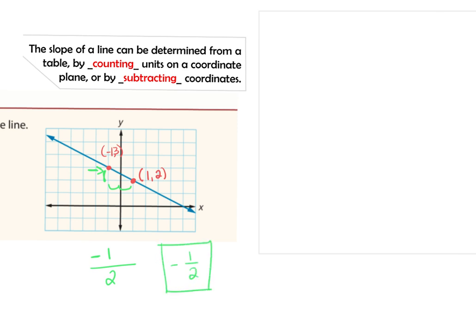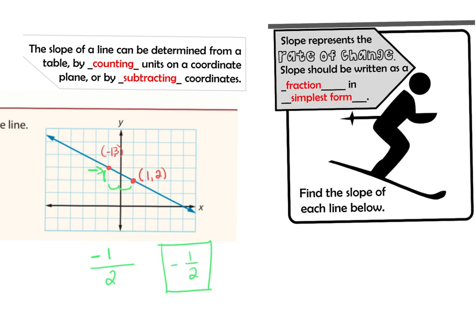You don't have to write the negative with the 1. It just basically goes in front of the fraction itself. So to find your slope, you can literally count from one point to the next. If you look at your handout, the slope represents the rate of change. It can be written as a fraction in simplest form.